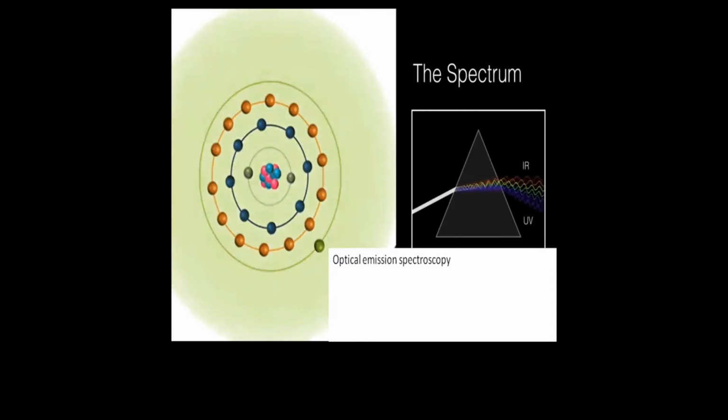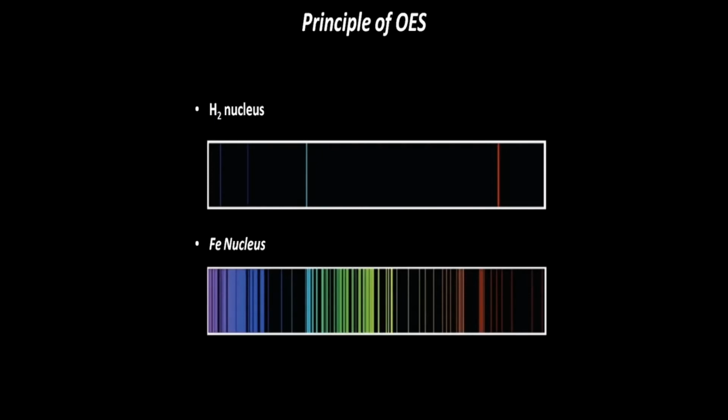To quantify and identify the element present in the sample, these wavelengths must be separated. This light is dispersed into spectral lines using a dispersing element such as a prism or grating. Now these spectral lines have a unique characteristic, as they are unique to one particular element. For example, in case of a hydrogen nucleus having only one electron in the orbit, the spectral lines will look like this, while in case of an iron nucleus having 26 electrons in the orbit, the spectral lines will look like this.